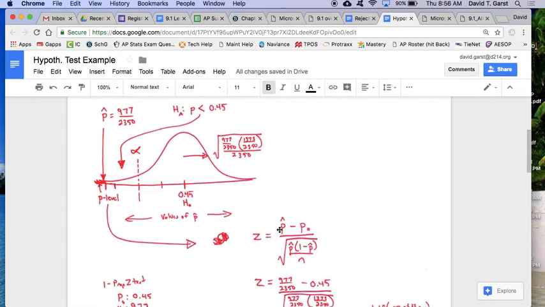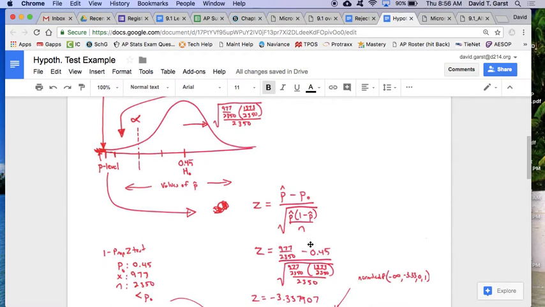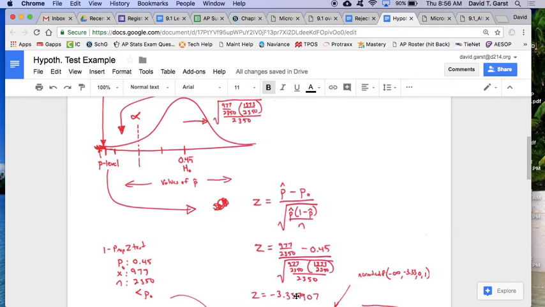So we'll do sample minus the claim. Look at this, new symbol, p sub naught. It's kind of like the claimed population proportion is 45%. That's p sub naught, new symbol. And we're going to divide over the standard deviation of all the samples. So when I did this, everybody, I got a z-score of, look at the z-score down here, negative 3.33.